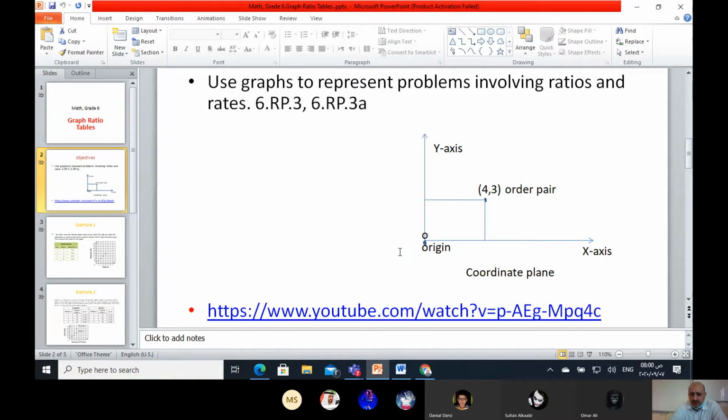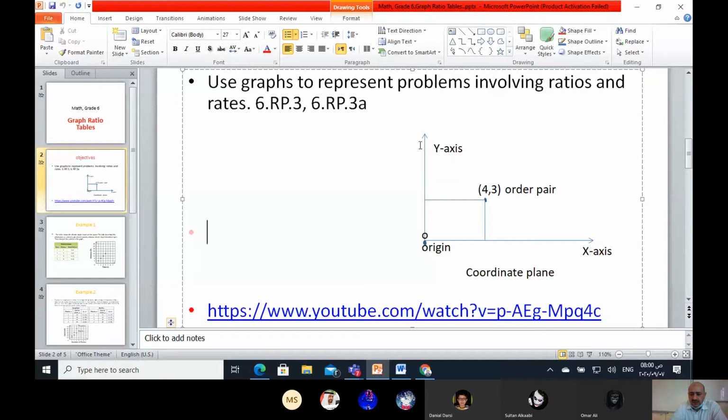As you see, the name of this figure here is coordinate plane. Here we have this line, the name of this line is x-axis. And here we have a line perpendicular to the x-axis. The name of this line is y-axis. And this point between the two lines here, the name of this point is origin.